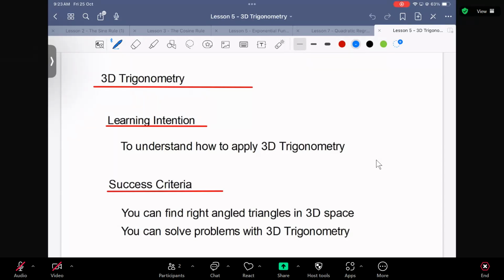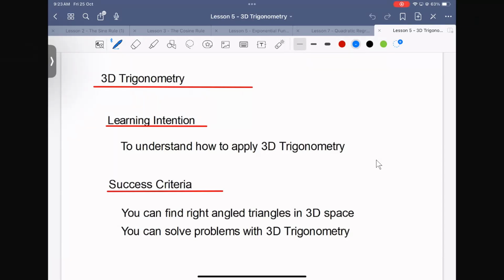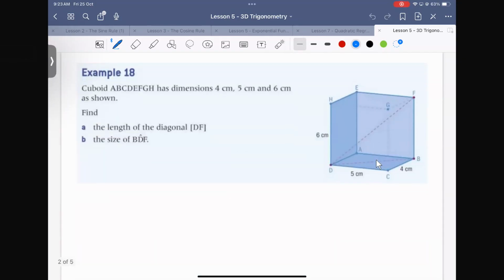Okay, today we're going to look at 3D trigonometry. What we're going to try and do is find right-angled triangles in 3D space and practice doing that so that we can solve problems. First up today is this example.